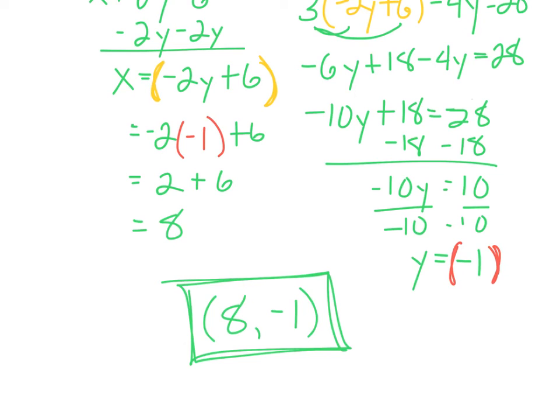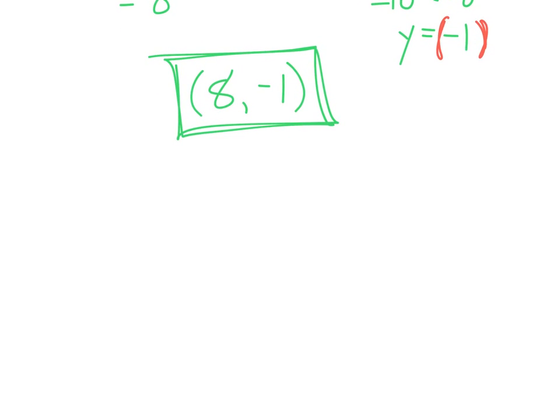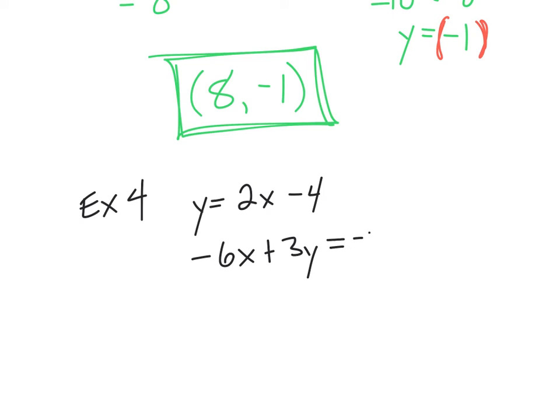All right, so I did want to make sure that you've seen several of those types of problems so that you have an idea of how these problems can run. Now, the next thing to play with is, of course, what happens when my variables drop out, as will sometimes happen. So here, as we start example number 4, we've got the problem y equal to 2x minus 4 and negative 6x plus 3y equal to negative 12.